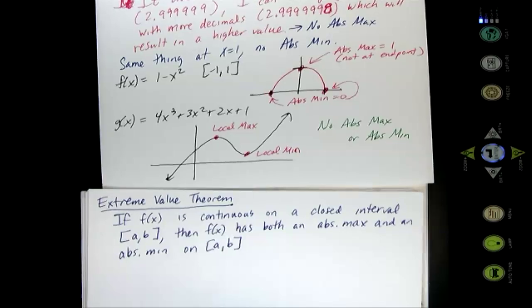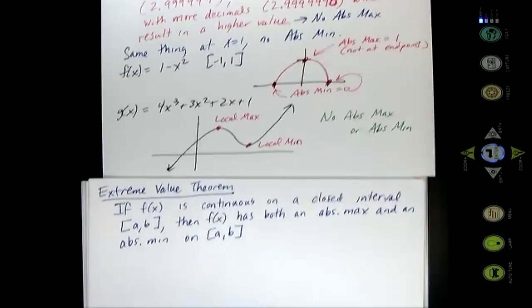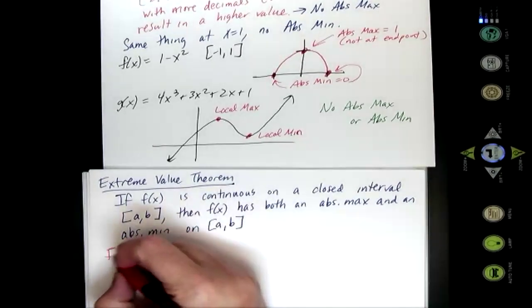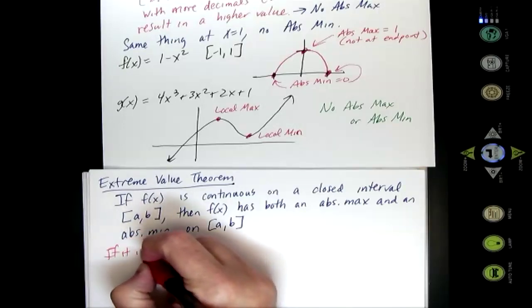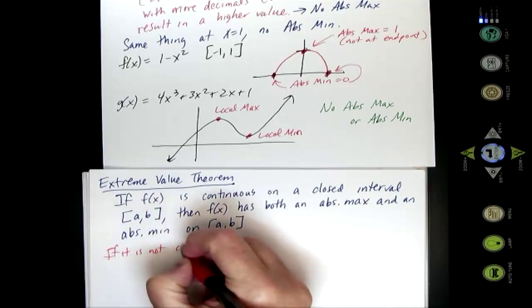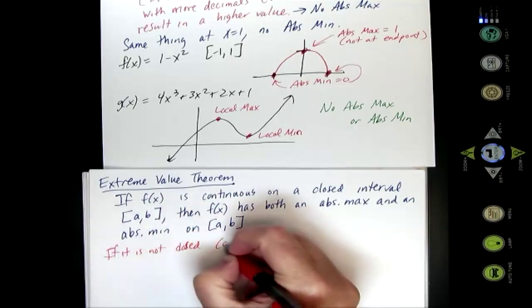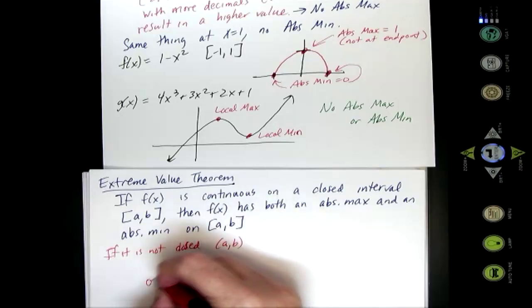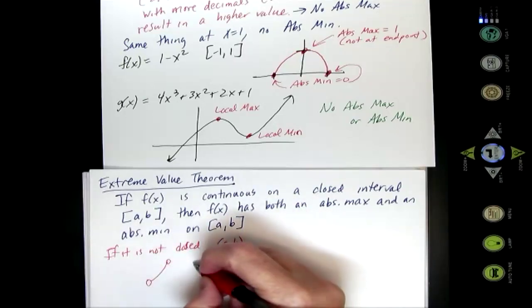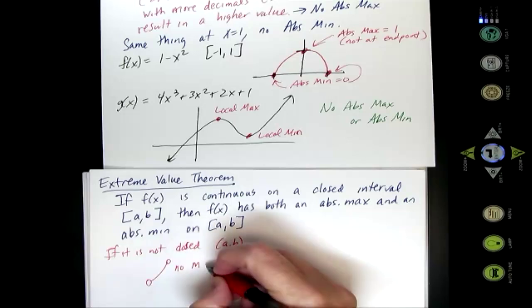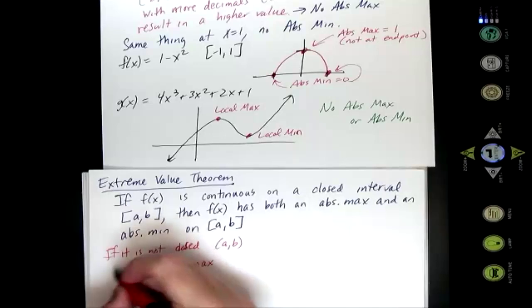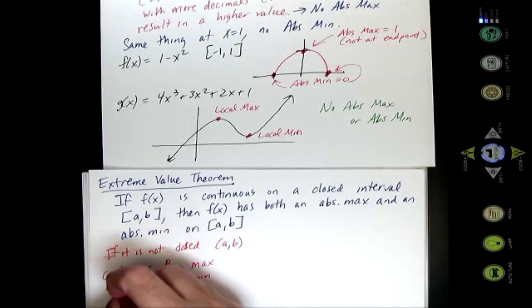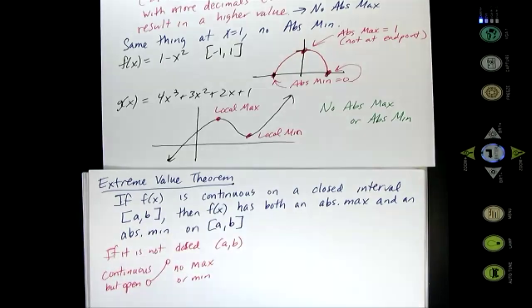So things that don't work: first off, if it's not closed. We already saw this example, if it's on an open interval a, b, we could have endpoints with no max. So this is continuous but open. This doesn't work.